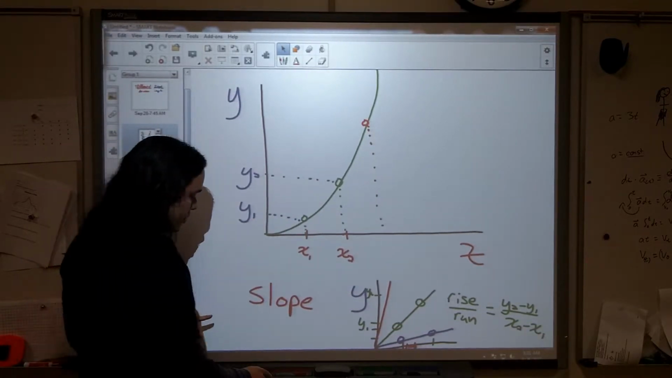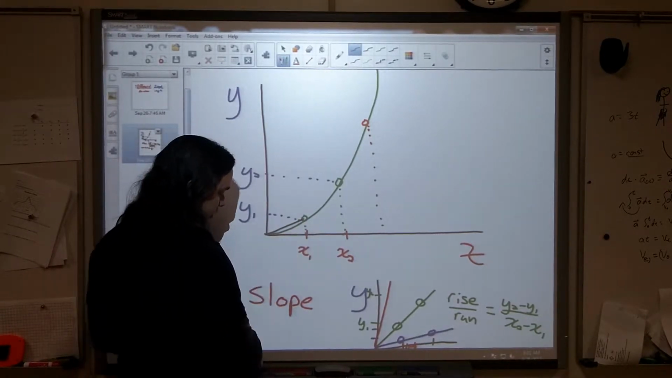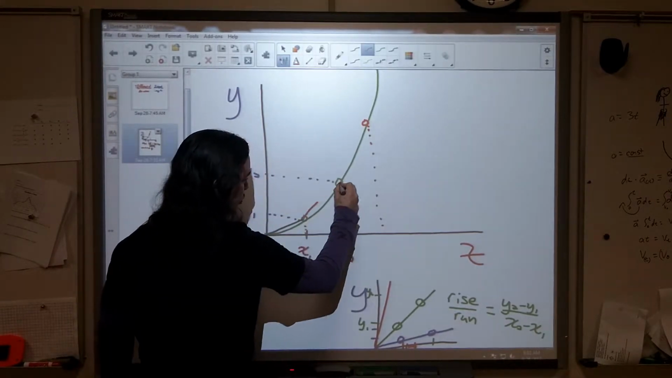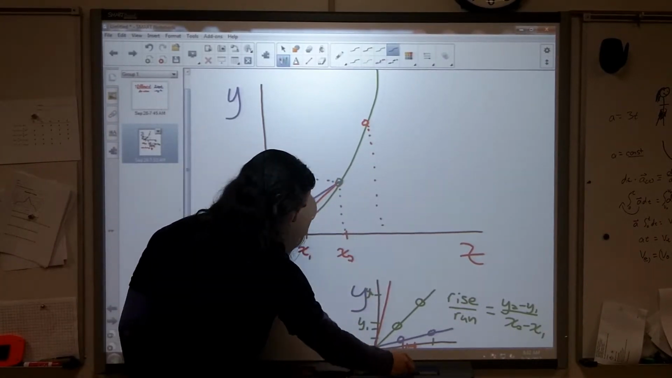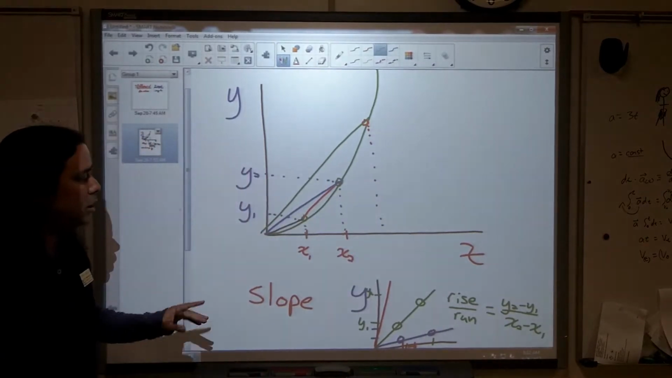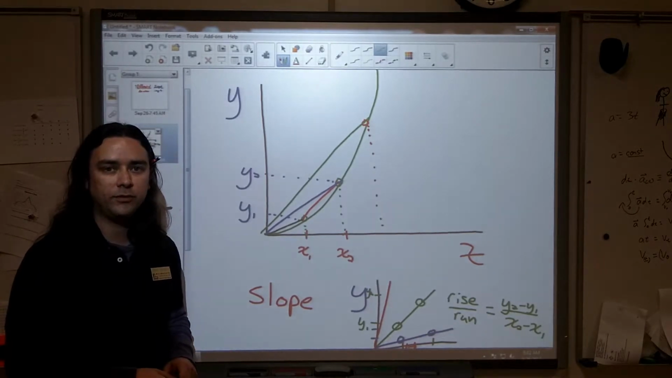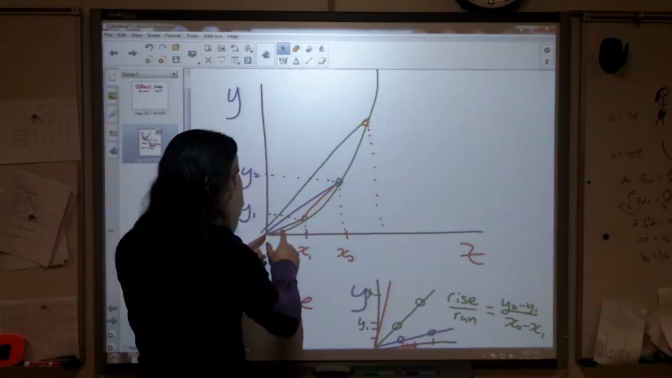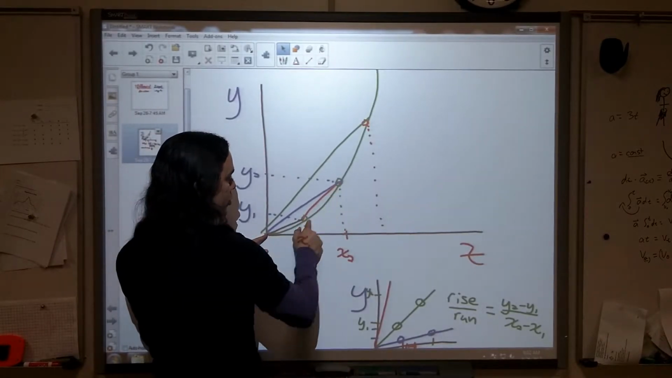Now, we're trying to find a slope. Now, the thing about this is I could find a slope here between these 2 points, or I could find a slope here between these 2 points, or I could find a slope between these 2 points, or I could find a slope between these 2 points. The problem with a non-constant slope is, depending on what area I'm looking at, I'm going to end up with different values. What we're looking at here is the average rate of change between this point and this point.